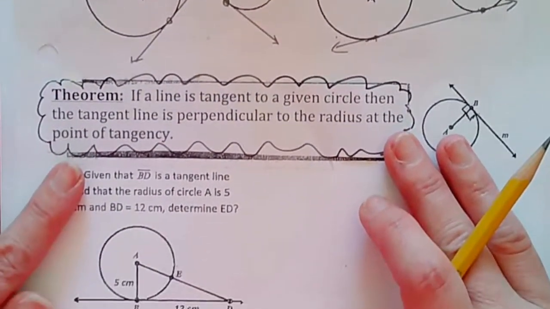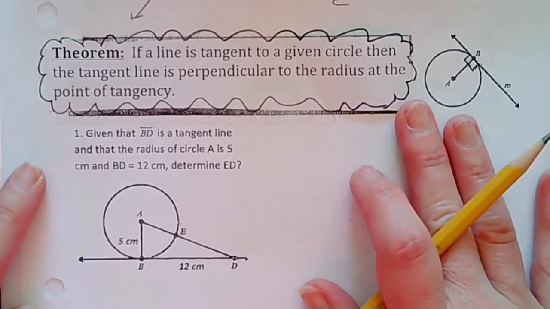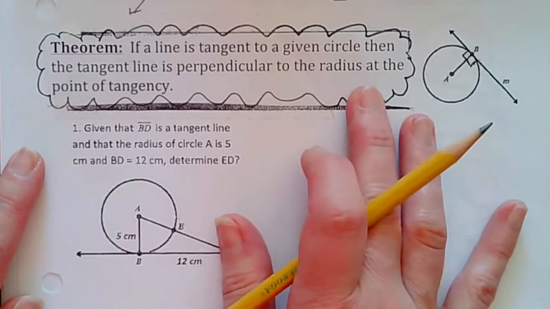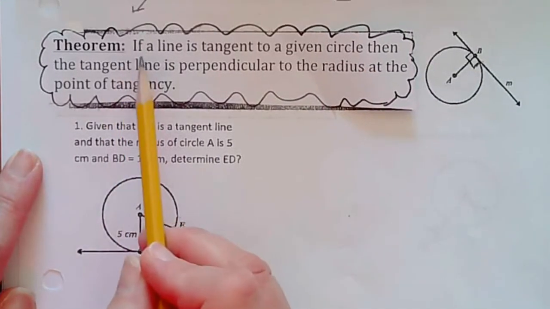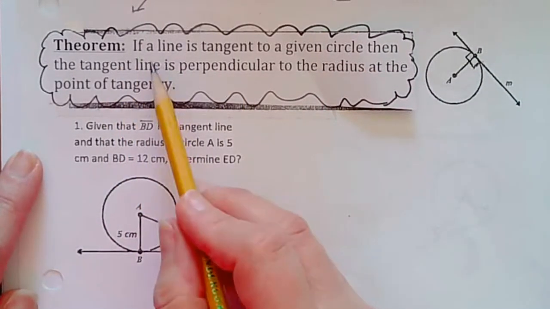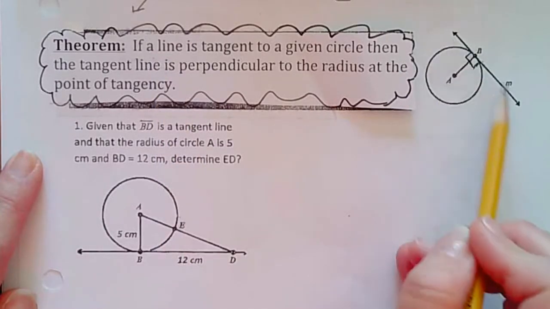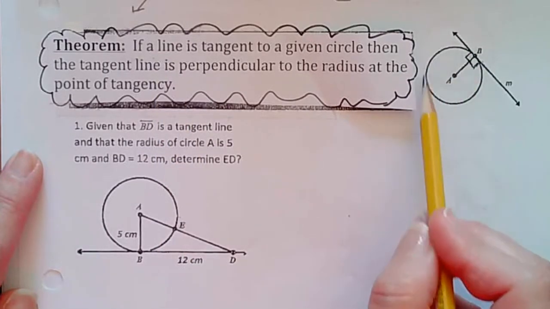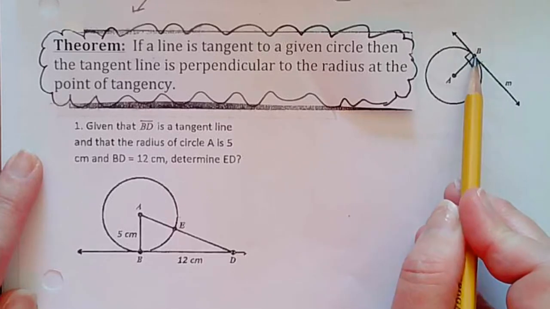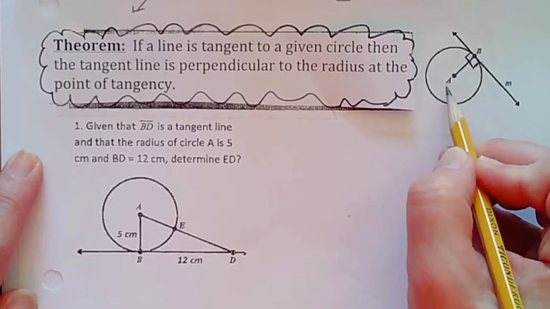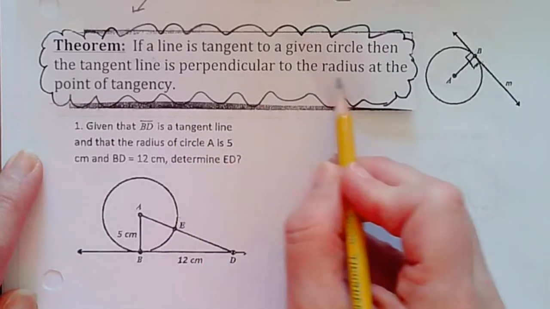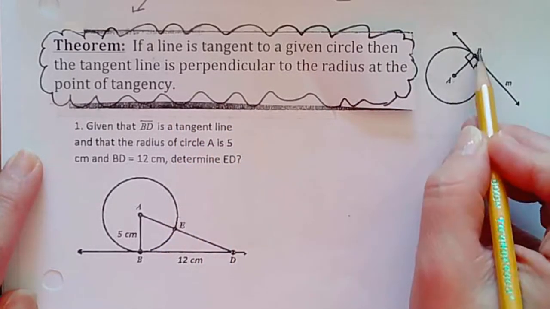What we really want to do is work on a couple of these theorems or rules, because this is where everything comes into play. Okay, so here we go. If a line is tangent to a given circle, then here at point B, at the point of tangency, there is a perpendicular line that we can draw from the radius.